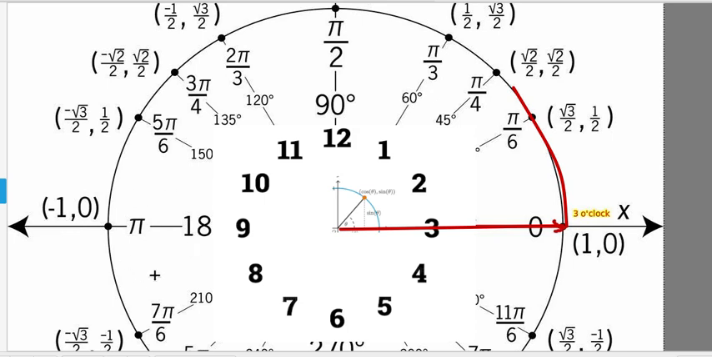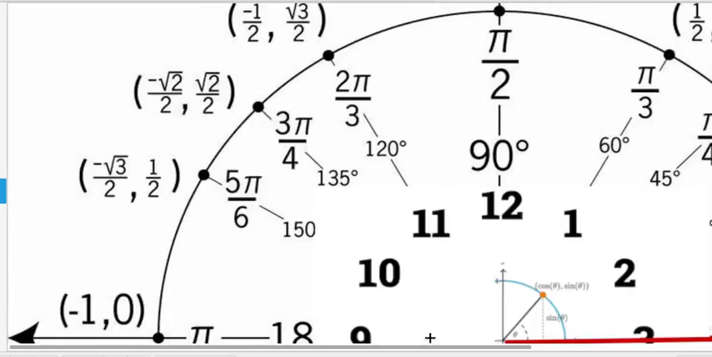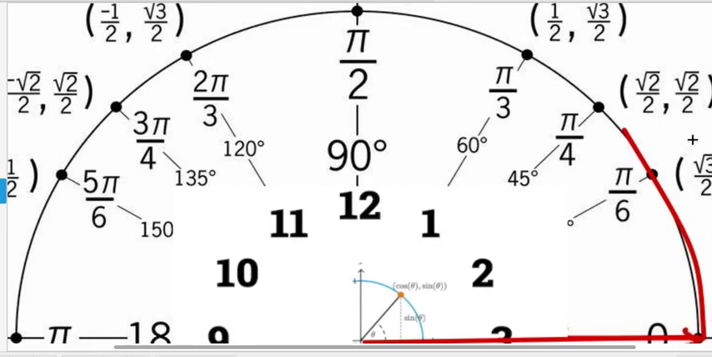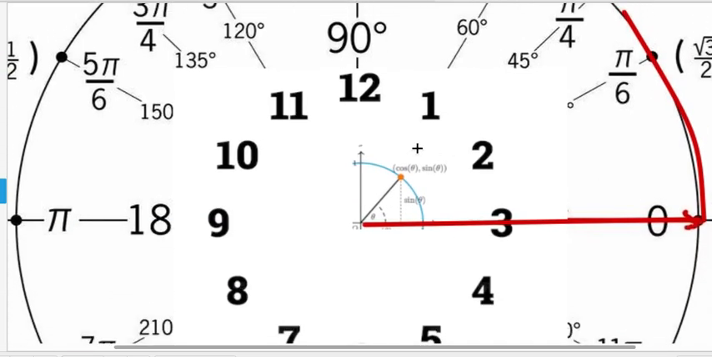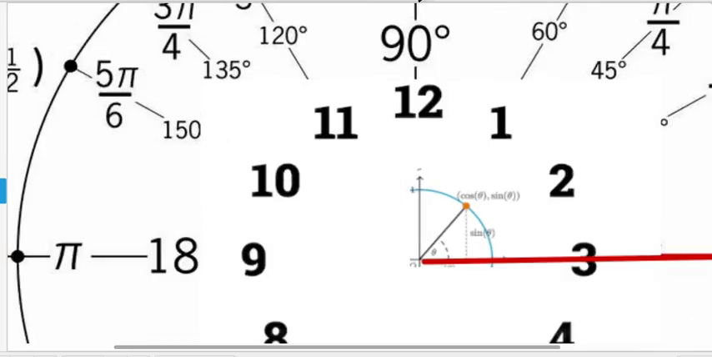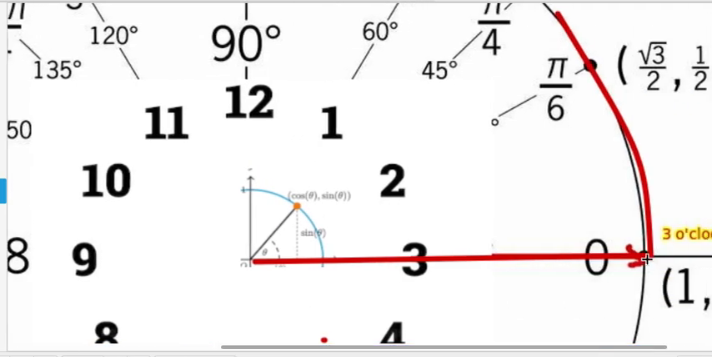Angles and trigonometric coordinates around the clock. The coordinates at each clock position represent the cosine and sine of the angle. The first number in the coordinate pair is cosine, which measures the horizontal distance from the center to the clock hand's position. The second number is the sine, which measures the vertical distance from the center to the clock hand's position.